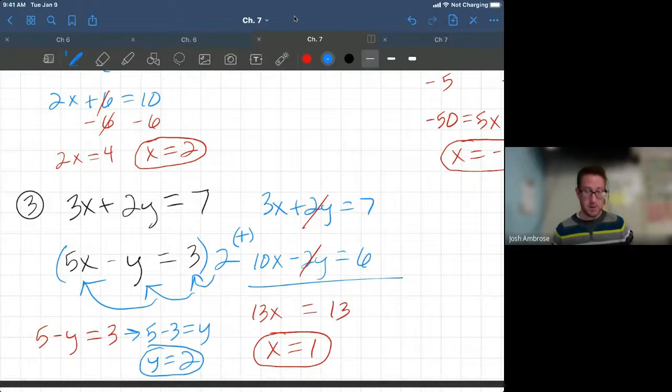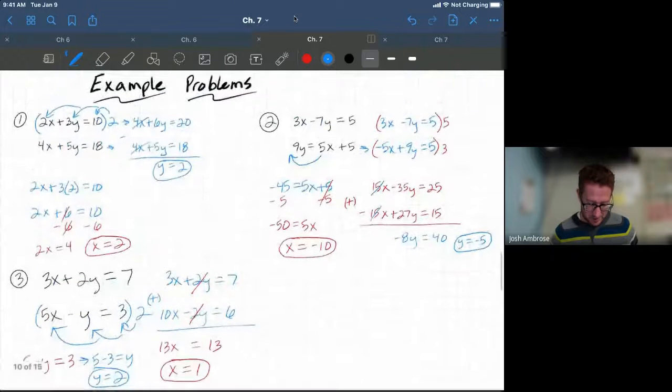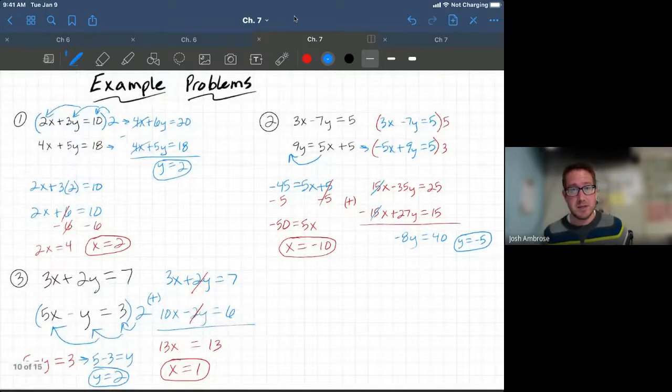All right, there you go. Those are the 3 example problems. Let's zoom out. That way you can see everything right there. Now remember, this is for multiply first, then use elimination.